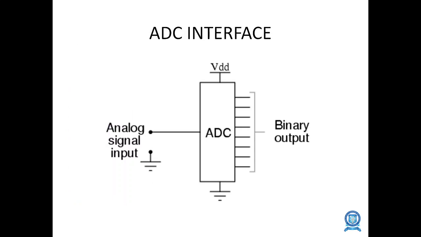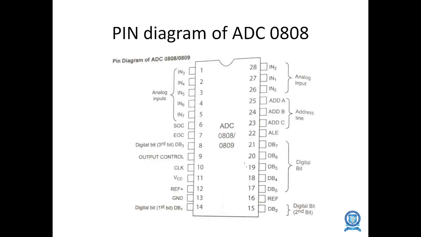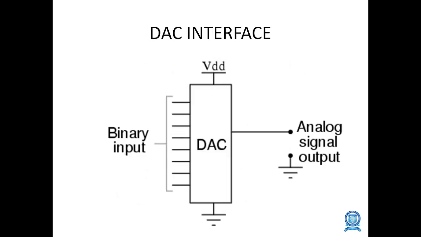ADC interface is analog to digital converting interface, in which analog input signal is given and binary output is taken. Pin diagram for ADC 0808 is given with 28 pins, in which 26, 27, 28 are analog pins, 23, 24, 25 is address line, and 21 to 17 is digital bit with 15, 16 digital bit second bit, and the first bit is 14th pin. Output control is the 9th pin, and SOC and EOC are pin 6 and 7.